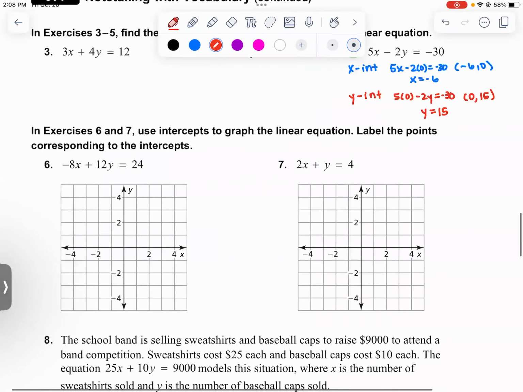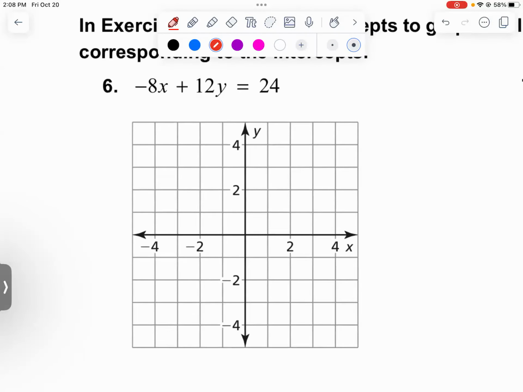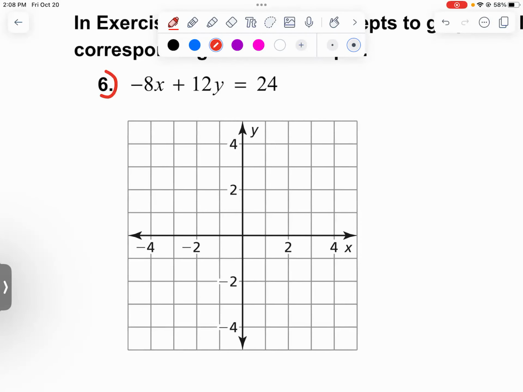Okay. So what I'd like you to do now is I want you and your elbow partner to use your X and Y intercepts found in number 6 to graph the line on this coordinate plane.